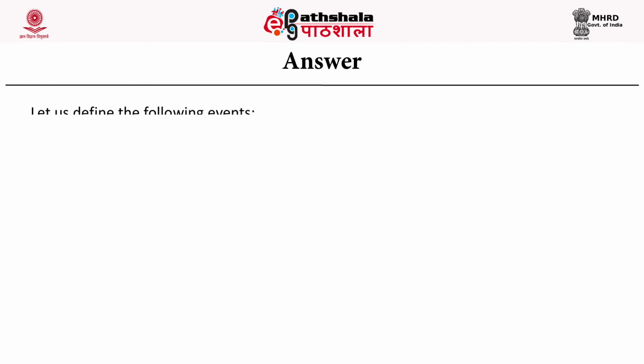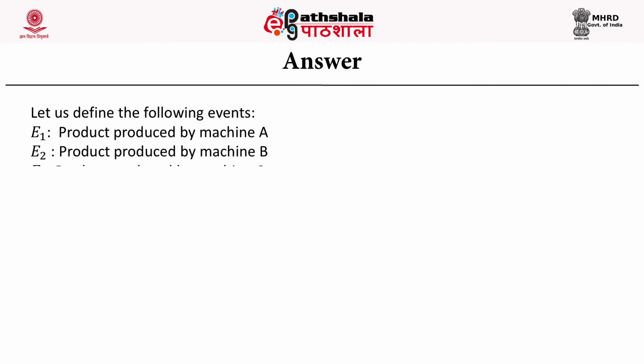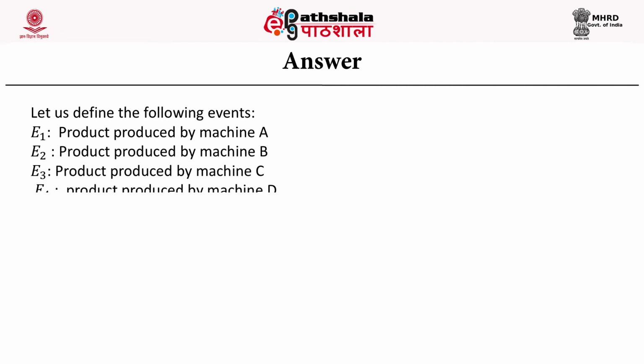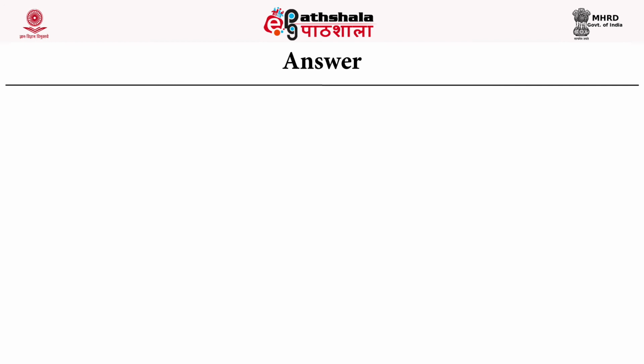So let us define the following events. We have the events defined as E1, E2, E3, E4. E1 represents the product produced by machine A, E2 represents the product produced by machine B, E3 the item produced by machine C, and E4 the item produced by machine D respectively. And A represents the event that the product is defective.